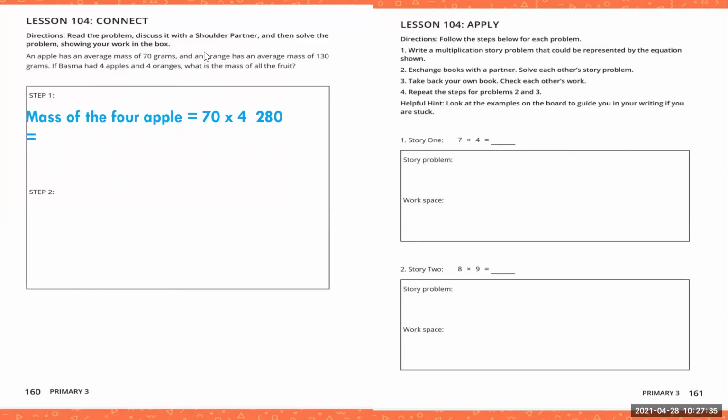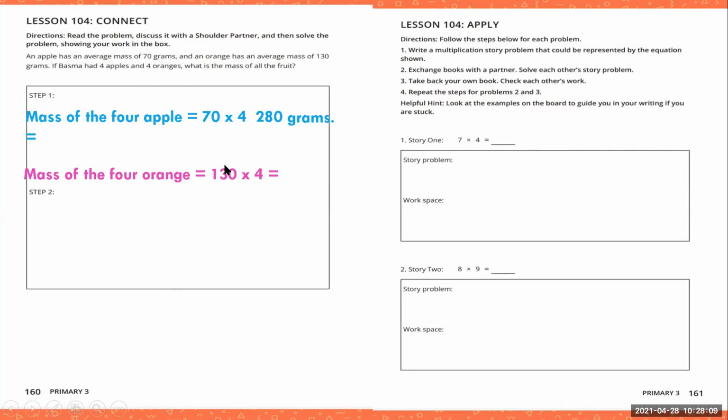Also, we will know the mass of 4 oranges. We have 4 oranges, each orange, its mass 130. So don't forget grams, it's the unit. So the mass of 4 oranges equals 130 times 4. Excellent, my dears.